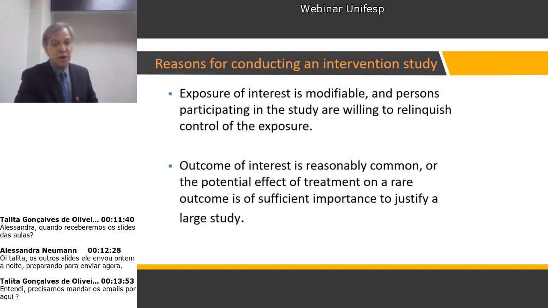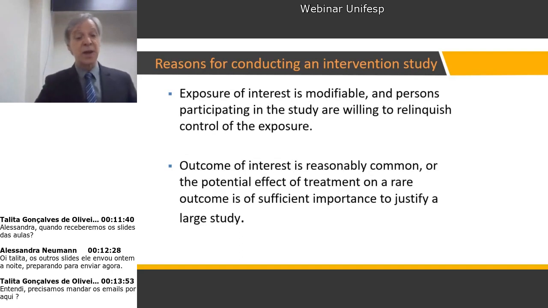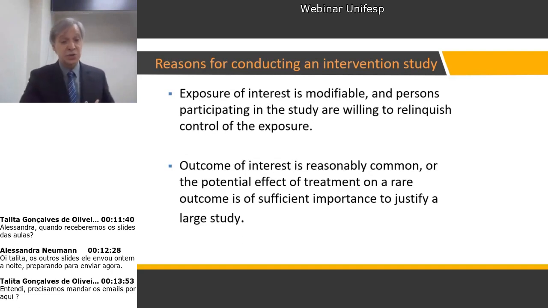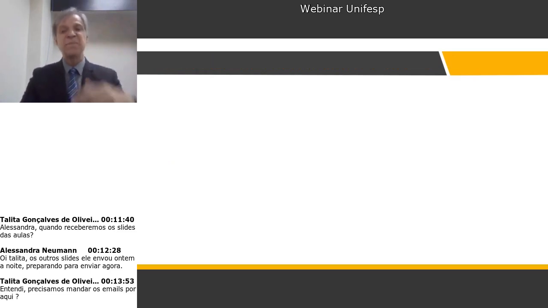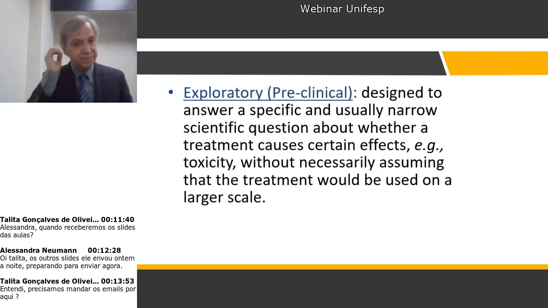The outcome of interest is reasonably common, or the potential effect of treatment on rare outcomes is of sufficient importance to justify a large study. I think this speaks for itself, right? The outcome of interest is common. The potential effect of treatment on a rare outcome is of sufficient importance to justify a large study. And that's very much a decision for those who are going to fund that study, government or a private organization funding trials, funding research. They look into that kind of big decision-making.